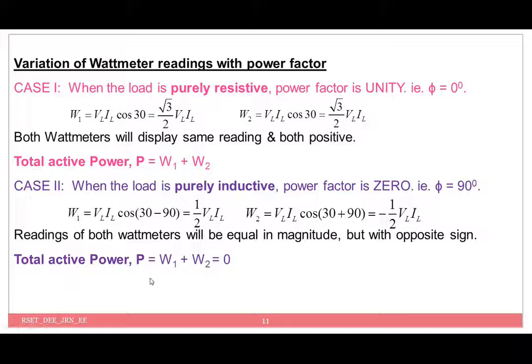Now the total active power is the sum of these two of equal magnitude but opposite sign. So what happens to my total power? That comes to 0. And you already studied in your first year that the power consumed by a pure inductive circuit is 0. And that has been proved over here.